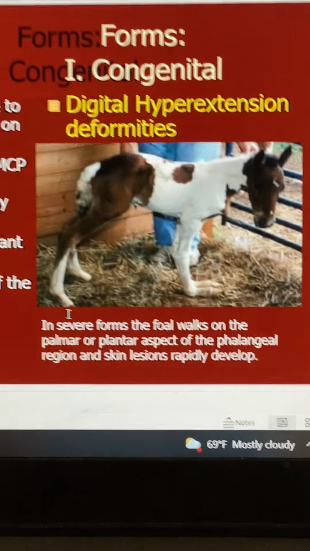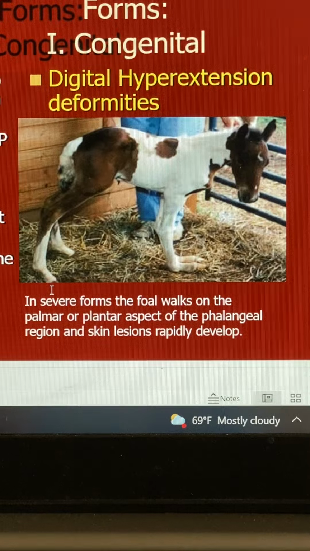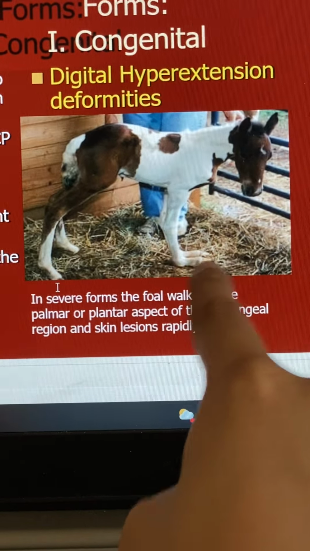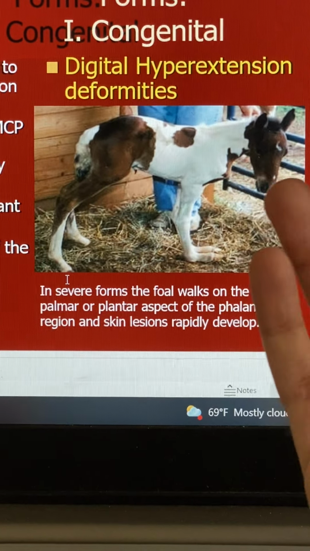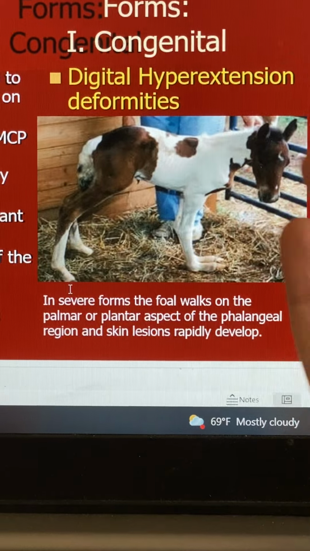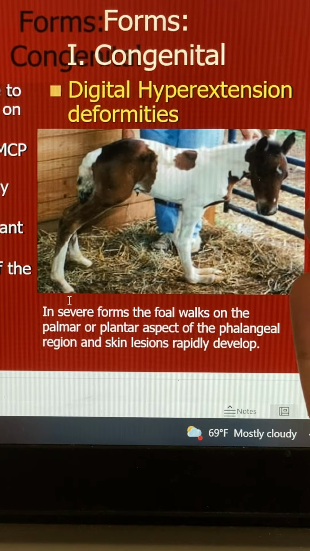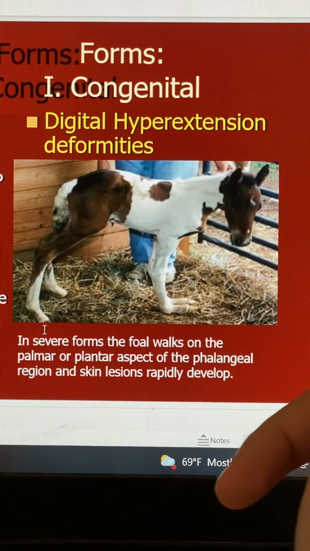So this is an example in the congenital case of digital hyperextension deformities. You can see the weight is actually going on the joints, not the hooves. This is a severe form, and in these forms, the foal walks on the palmar plantar aspects of the phalangeal region, and skin lesions can develop because that's not where the force is supposed to go.